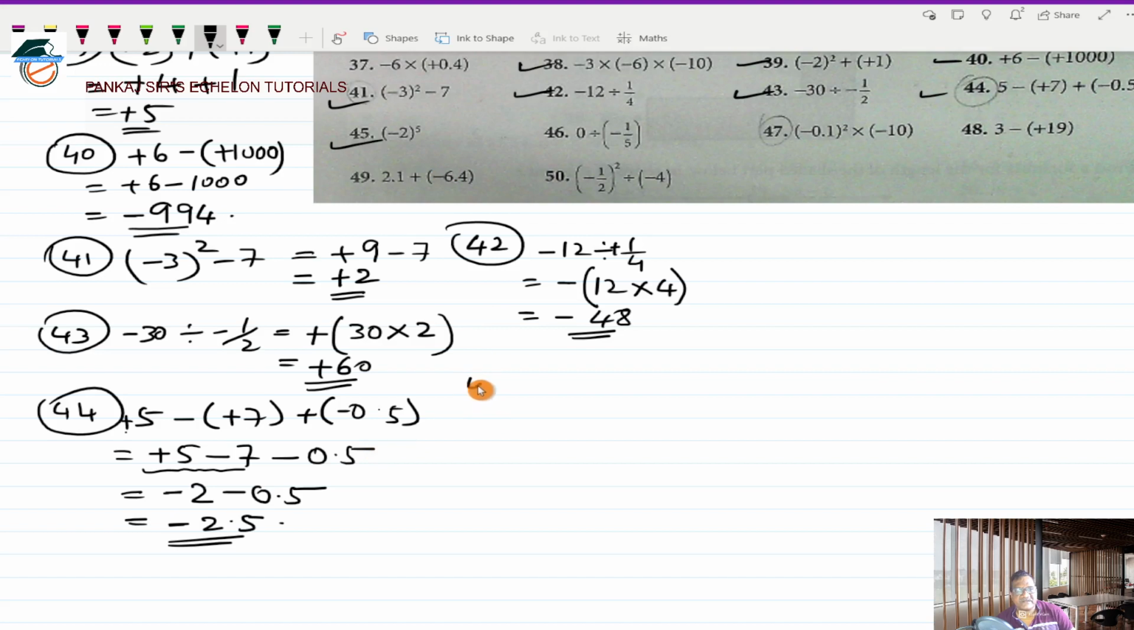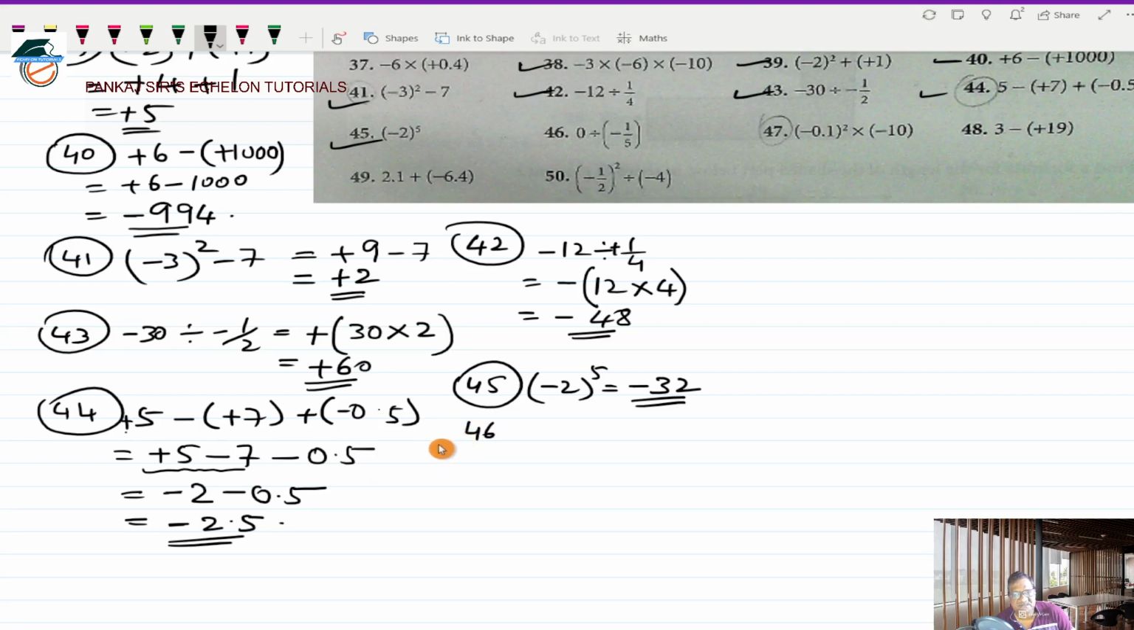45. 45 is minus 2 whole raised to 5. Now minus raised to an odd number will always give you a minus, and 2 raised to 5 will give you 2 into 2 into 2, 5 times, that should give you 32. So your answer is minus 32. Okay.